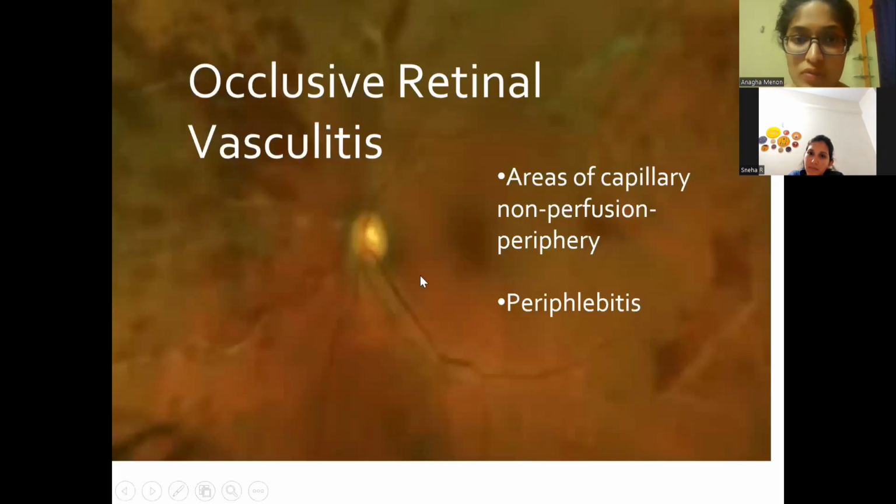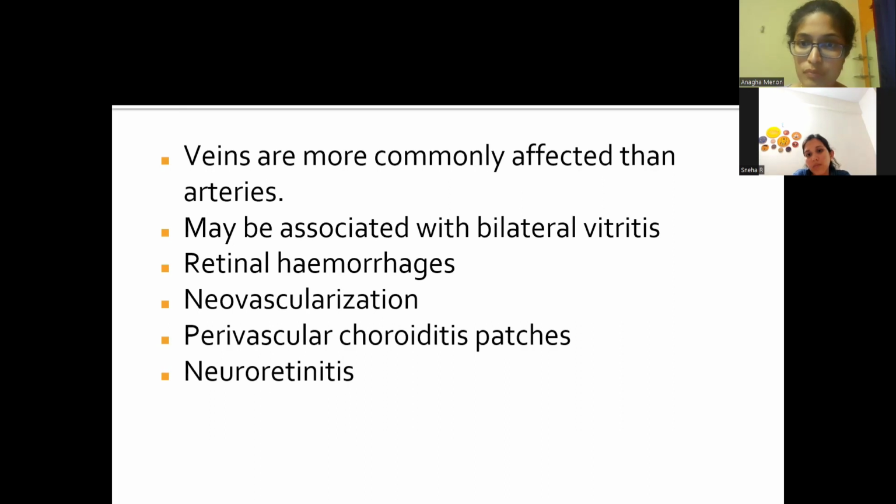Then this is your occlusive retinal vasculitis, right? So the blood vessels are involved, and there will be areas of capillary non-perfusion, and there can be periphlebitis also. Veins are more commonly affected. Okay. So it can be associated with bilateral vitritis. There can be retinal hemorrhages. There can be neovascularization, choroiditis patches, and neuroretinitis.